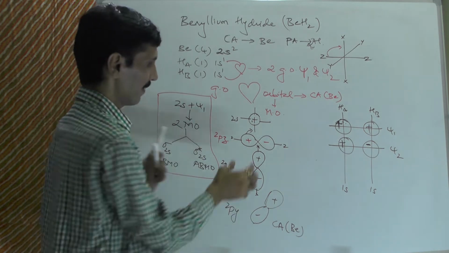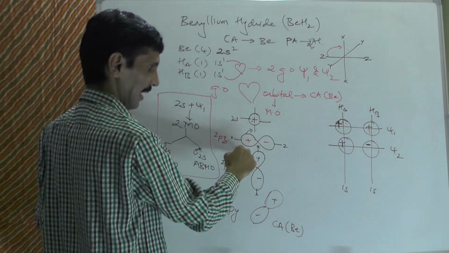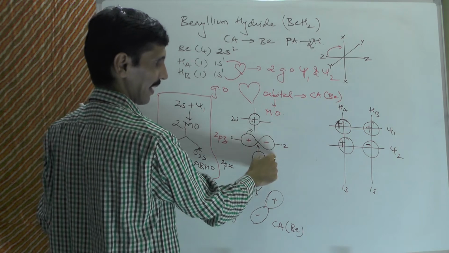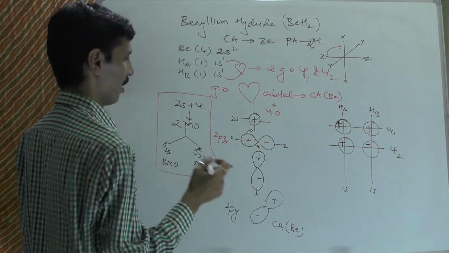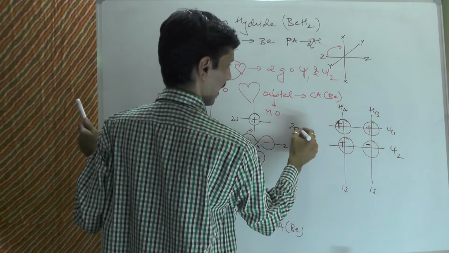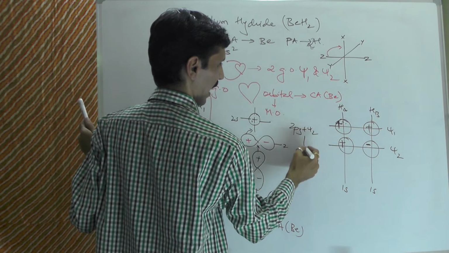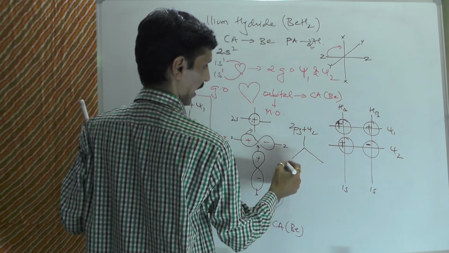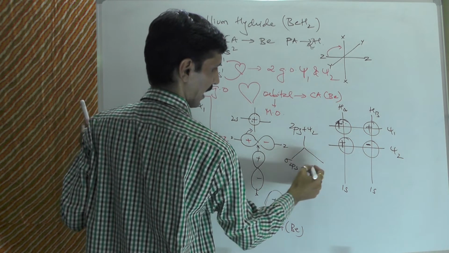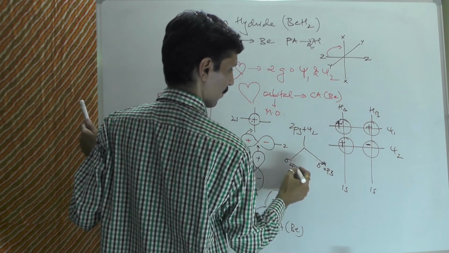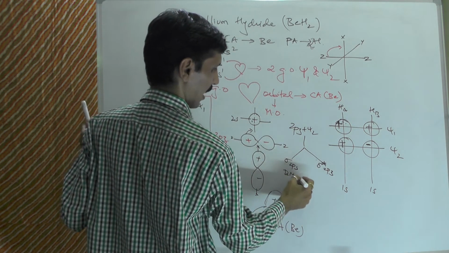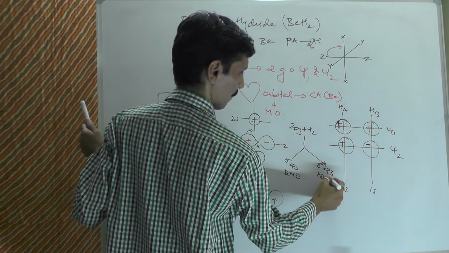2pz मिलेगा. 2pz has got two lobes horizontally, left and right, positive as well as negative, so this is going to match with this. So therefore we get a second combination, and that is 2pz with psi 2, and that is also going to result in sigma 2pz, and we have sigma star 2pz. Okay, this will be BMO and this is going to be ABMO.